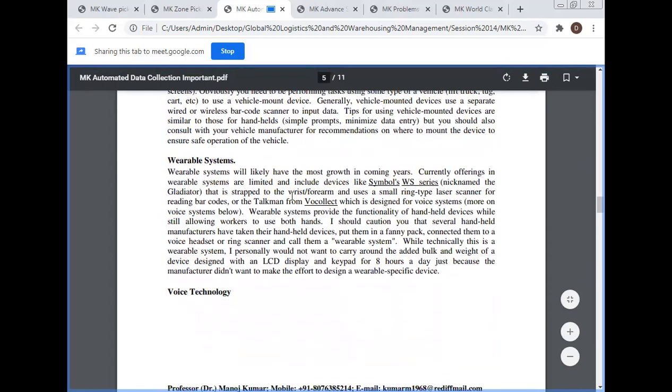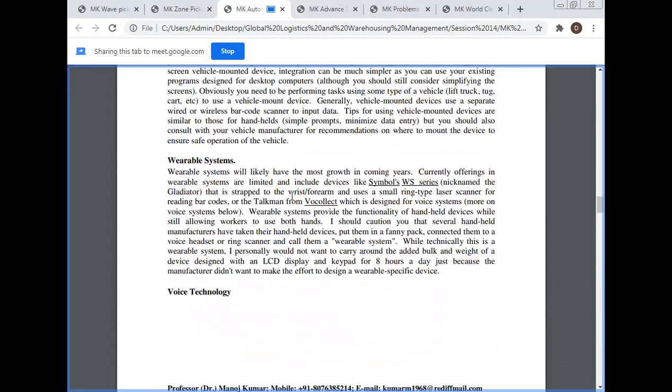Wearable systems. Wearable systems will likely have the most growth in the coming years. Currently, offerings in wearable systems are limited, with a device that is strapped to the wrist or arm and uses a small ring-type laser scanner for reading barcodes, which is designed for voice systems. Wearable systems provide the functionality of the handheld device while still allowing workers to use both hands.